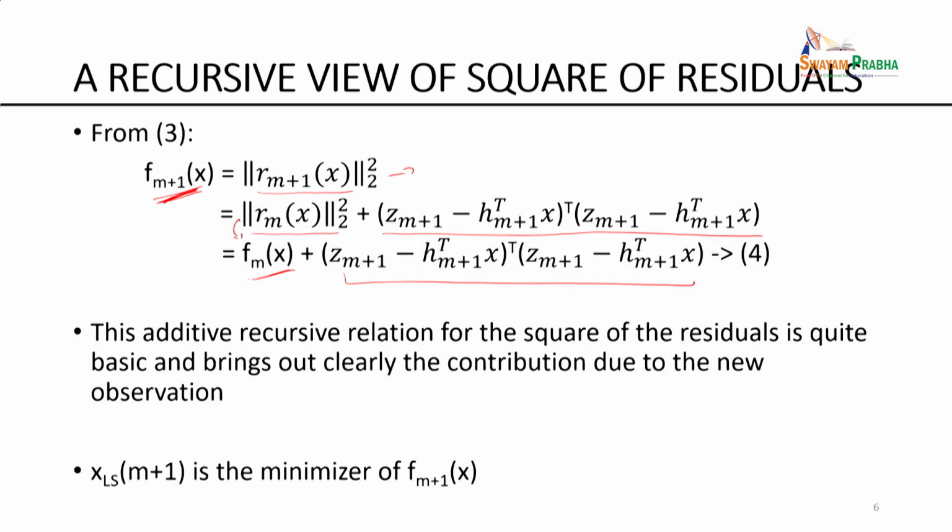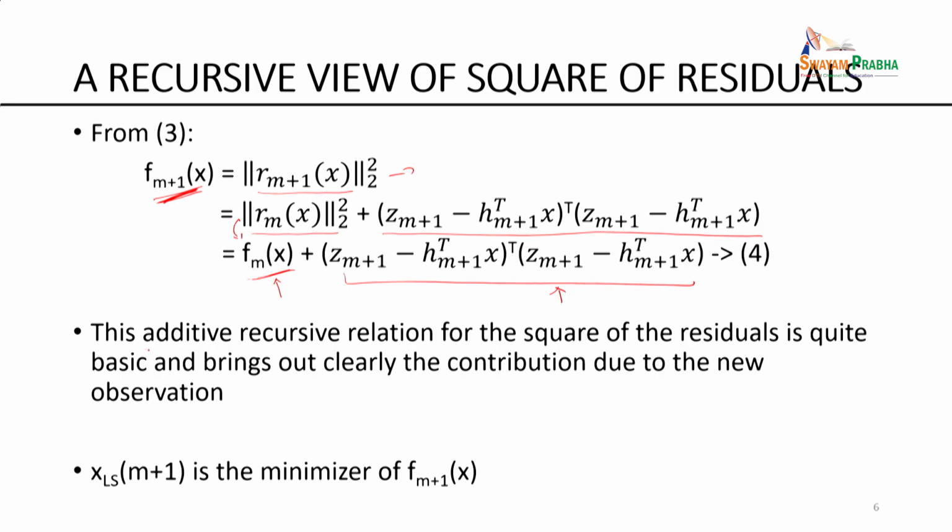X is the unknown. So, this additive recursive relation for the square of the residual is quite basic and brings out clearly the contribution due to the new observation. So, this is the contribution due to the new observation. This is the contribution collectively due to all the m observations. I am able to separate the impact of old observations from the new observation. This separability, this additive separability, is key to further analysis.